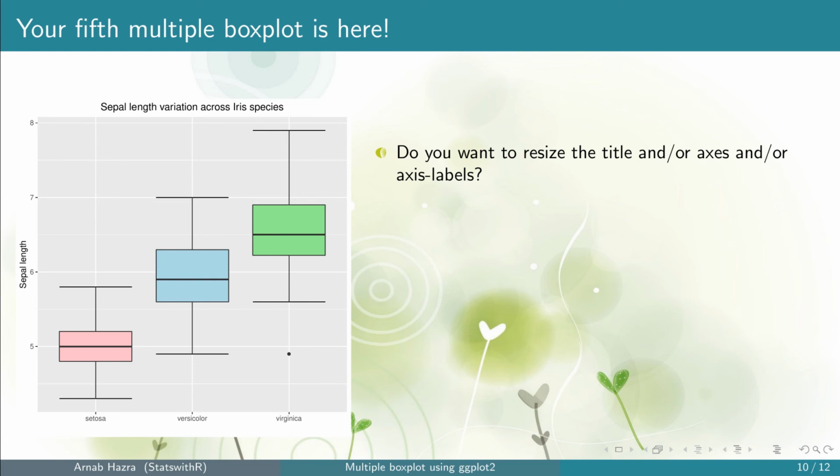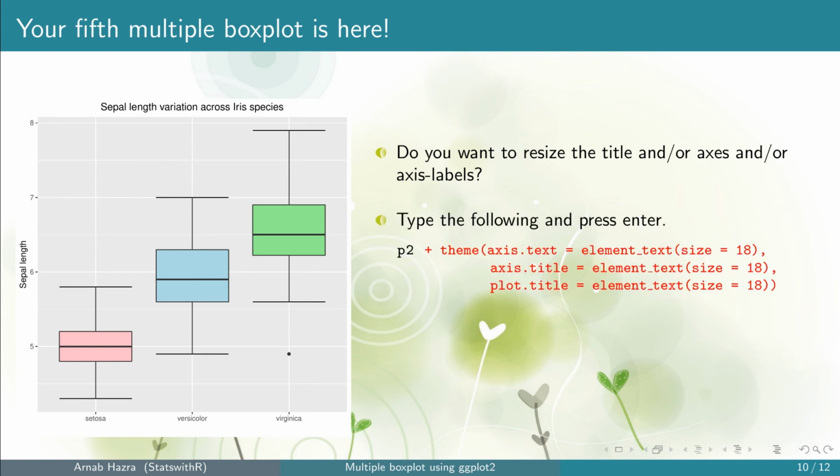Next, you may feel that the fonts of the title, the axis and the axis labels all are small. To enlarge them, add the line theme, axis.text equals to element_text, size equals to 18. This increases the font of the axis. Axis.title equals to element_text, size equals to 18. This increases the font of the axis titles, and plot.title equals to element_text, size equals to 18. This increases the font of the plot title.